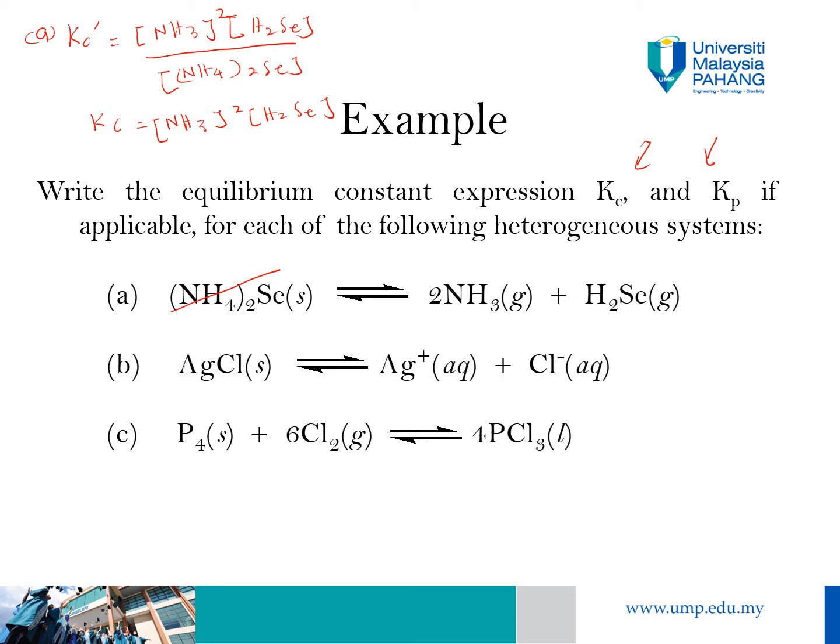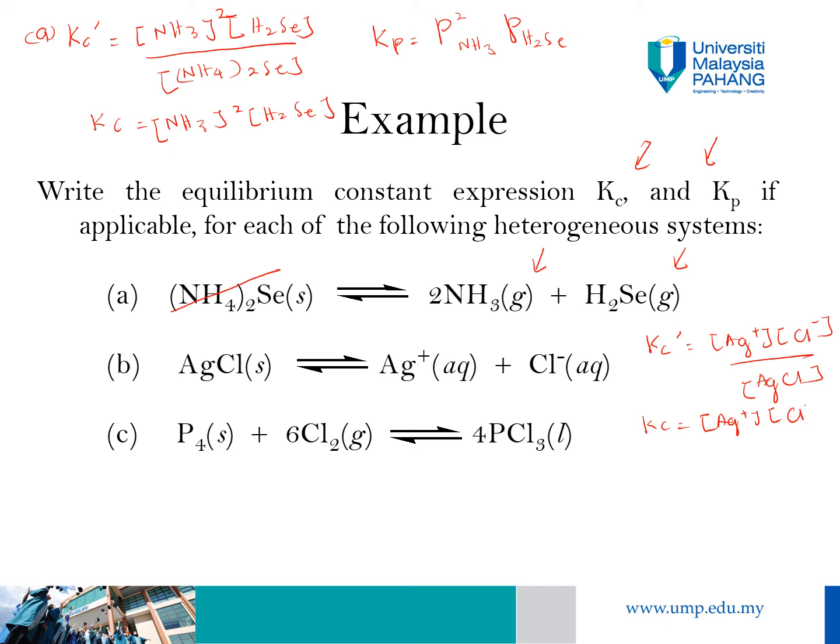Alternatively, we can also express the equilibrium constant in Kp since this is in gas phase. So Kp is equal to P NH3 squared times P H2S. Okay, for B, Kc prime is equal to Ag plus, so Kc is equal to Ag plus Cl minus, since this is also in solid.